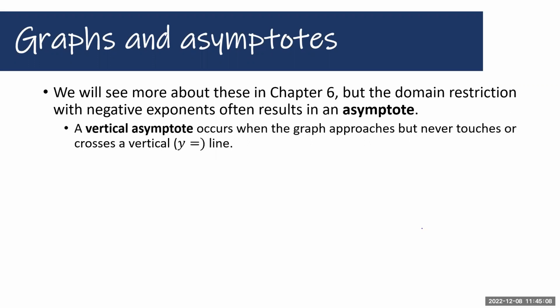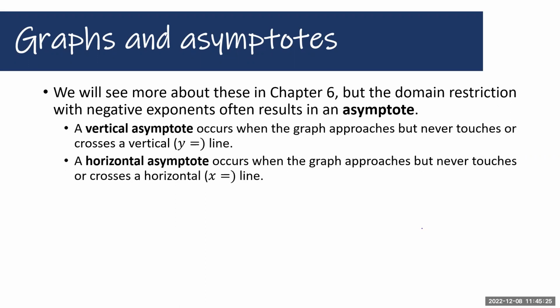So a vertical asymptote is just a vertical line. So remember, straight up and down line, y equals something that the graph approaches, but it never touches and never crosses. So it kind of hugs up against it and slides up against it all the way to infinity or negative infinity. And it's never going to touch or cross it.